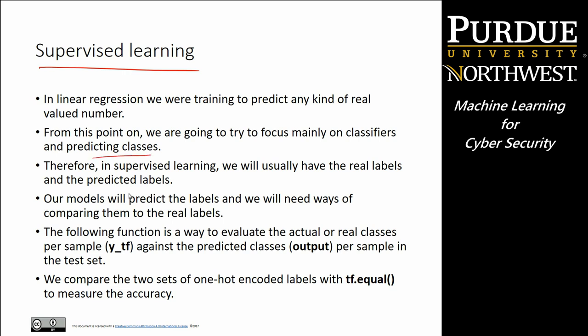Therefore, in supervised learning, we will usually have real labels and predicted labels. So you could say, ypred and then ytest, right? So they're going to be in there. Our models will predict labels now, and we will need ways of comparing them to the real labels. Okay? The following function is a way to evaluate actual and real classes per sample, YTF, against a predicted output. Okay? Per sample in the test set.